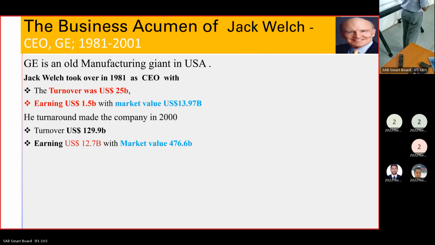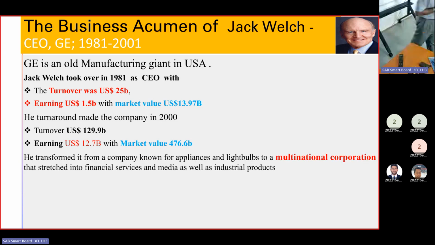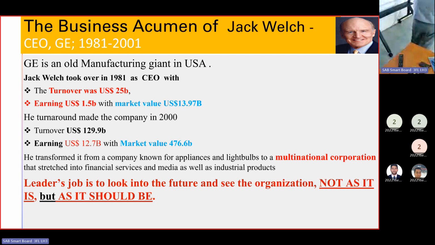How did he make it? He transformed the company from a multinational corporation. He said the leader's job is to look into the future and see the organization not as it is. During the 1980s, Japanese products were coming into India and America, and they were in trouble. He told the board of directors that we are heading for a fall. Even with 25 billion turnover, he told the directors, unless we change, we'll get into trouble with Japanese products. So he made a change.